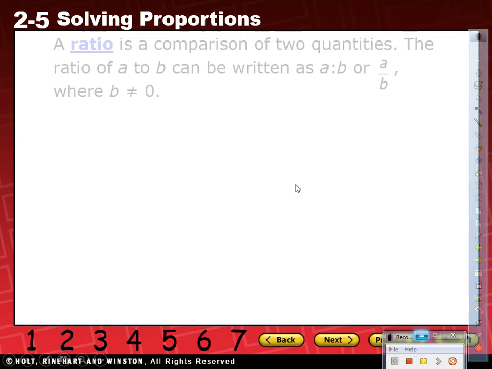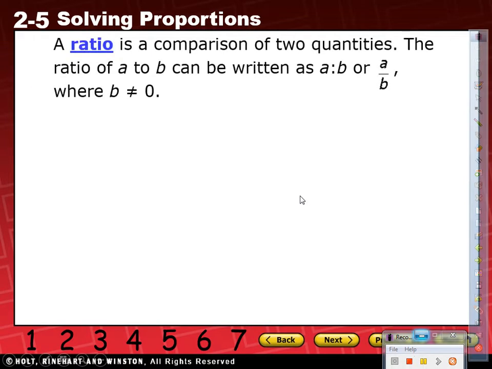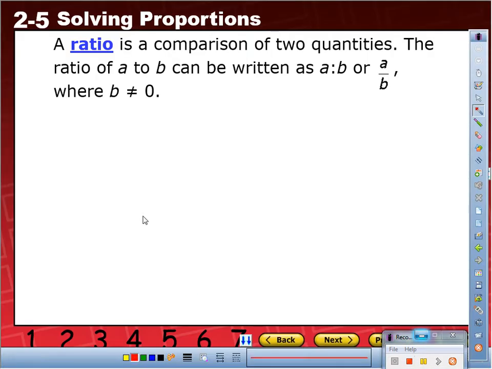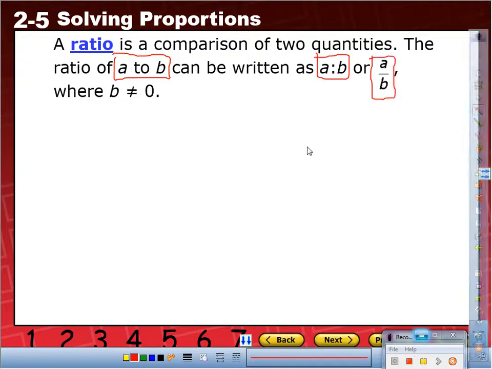Here we go. Some of the vocabulary we're going to be using. Ratio. What is a ratio? A ratio is a comparison of two quantities. The ratio of A to B can be written as A to B, A:B, or A/B. So, with red, I want you to box this. Everybody look up. All those three mean A to B.